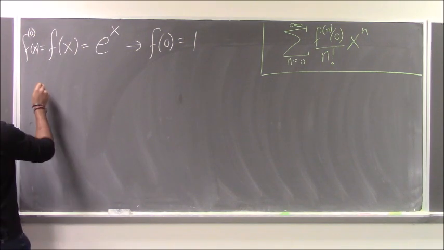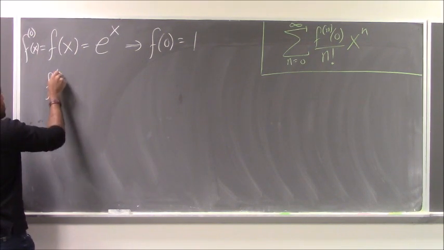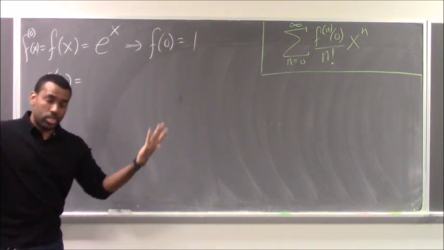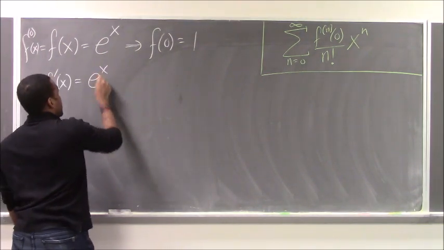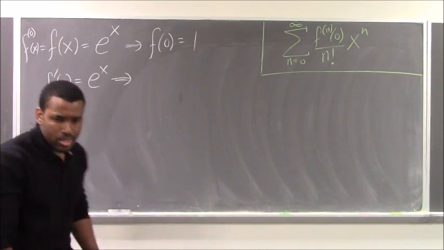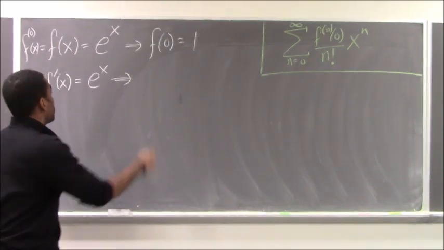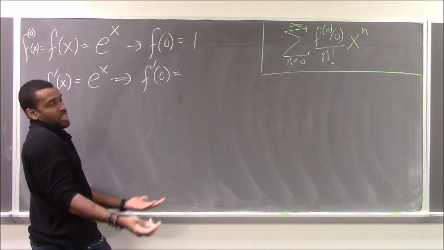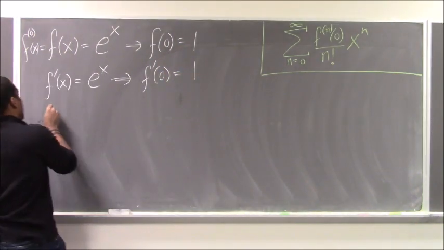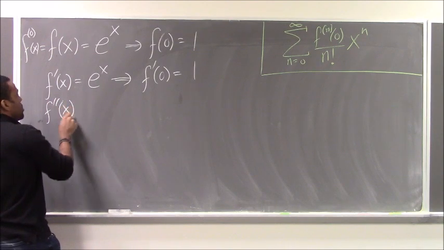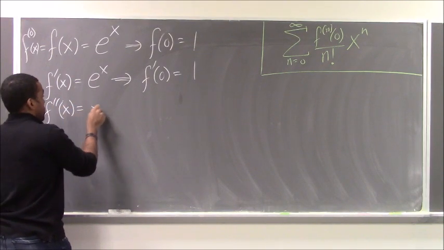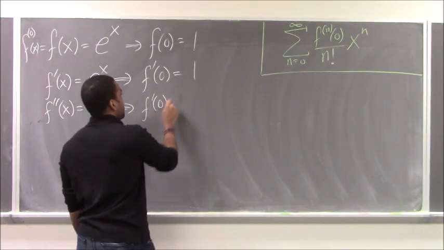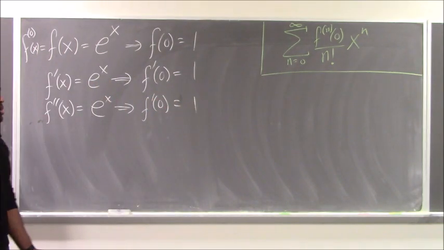The next thing I'm going to do is find the first derivative, f prime. Now the derivative of e to the x is, of course, e to the x. And if I evaluate the derivative at 0, I get 1 again. If I go to the second derivative, this is going to be e to the x, and that again gives me 1.